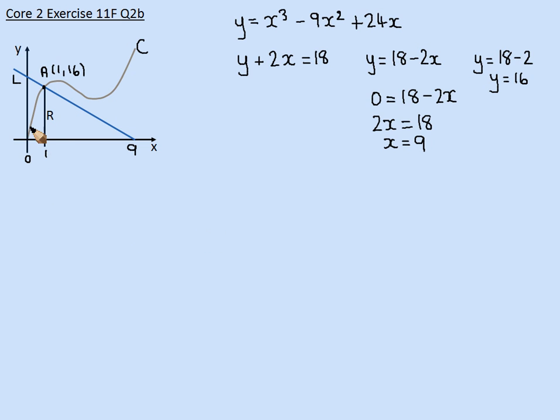Okay, we've now got a region that's made up of the area under this curve between 0 and 1, and a triangle which we can find the area of because we know the base and the height. So we'll start with the area under the curve. We're going to be doing the integral between 0 and 1 of the equation of that curve, so of x cubed minus 9x squared plus 24x with respect to x.